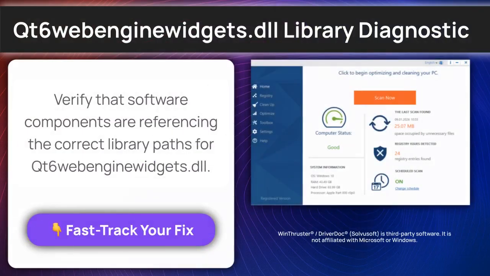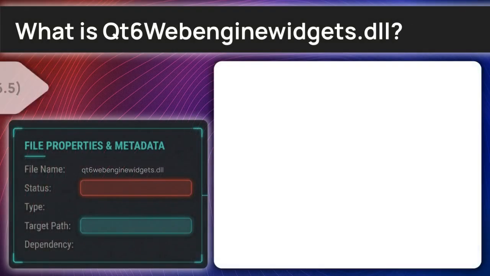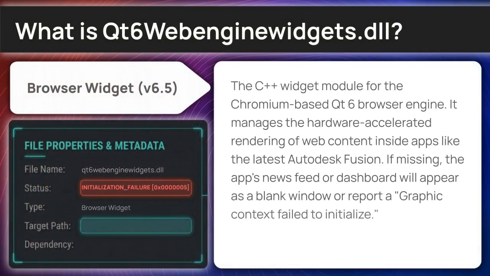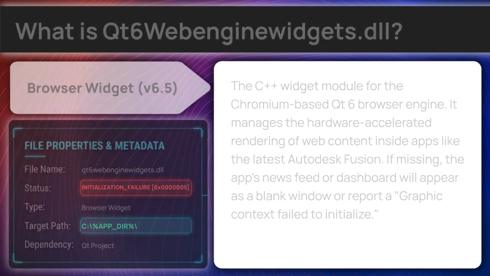This is the qt6 Web Engine Widgets, the C++ widget module for the Chromium-based Qt6 browser engine. It manages the hardware-accelerated rendering of web content inside apps like the latest Autodesk Fusion. If missing, the app's newsfeed or dashboard will appear as a blank window or report a graphic context failed to initialize. With the why out of the way, let's focus on getting you running again.